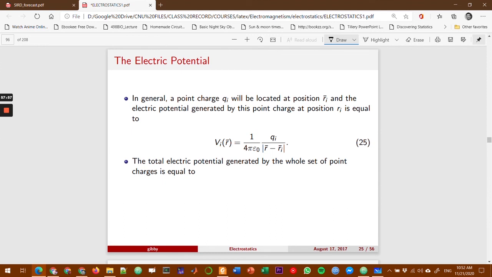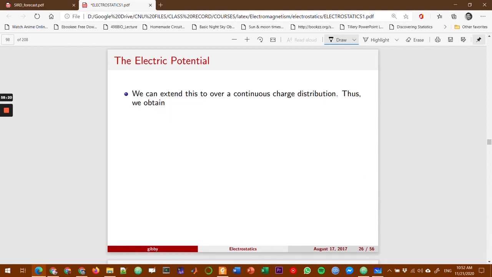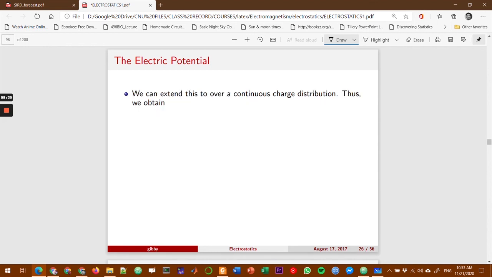So the total potential generated by the whole set of point charges is equal to, this one, the total. This one is individual, for a single point, right? Let's say V1, this becomes 1. If 2, this becomes 2. So adding all those potentials from 1 up to n will give you this equation 26. As I've said earlier, we had a premonition, right? Once we have a summation, that's only true for discrete. And in reality, your charge distribution is not discrete. It's actually continuous. So we can convert that from summation to integral.